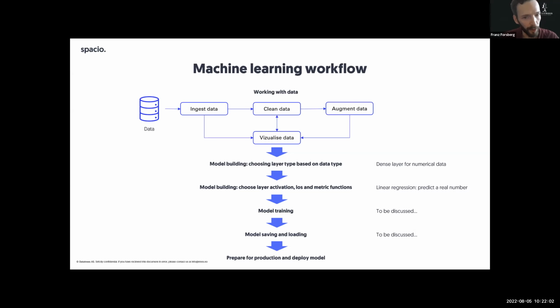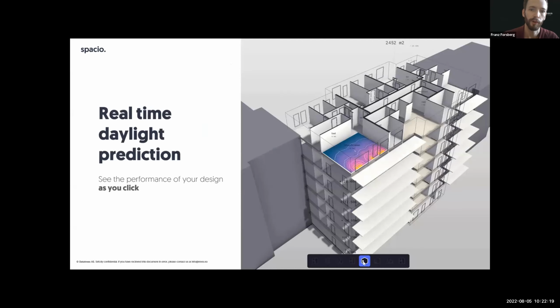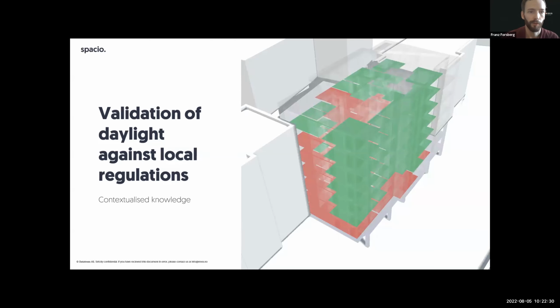Model discussions about the model training and saving and loading, and how this is happening on the client side in your web browser, will be discussed on another occasion. And the deployment is, of course, the browser. We want this to be in the browser. So as you place a window, you instantly see the performance of your design and you can rewrite it. And of course, we can contextualize it easily with your regulations.